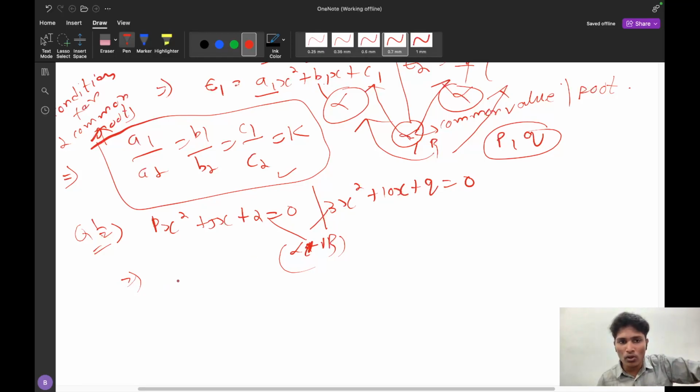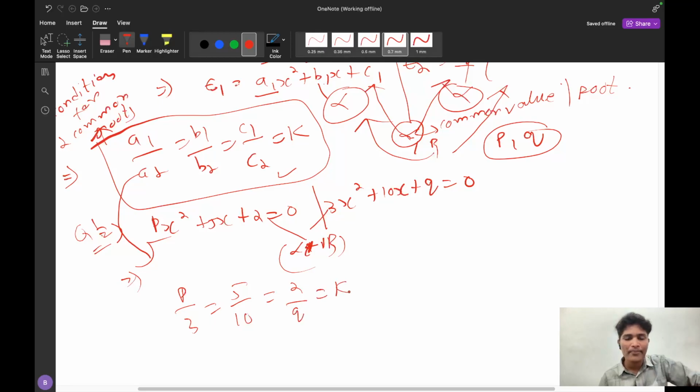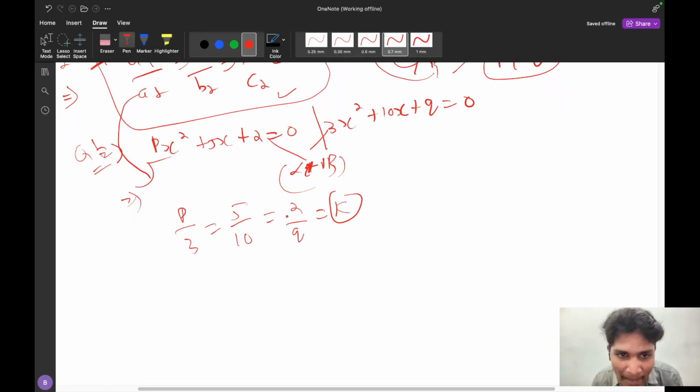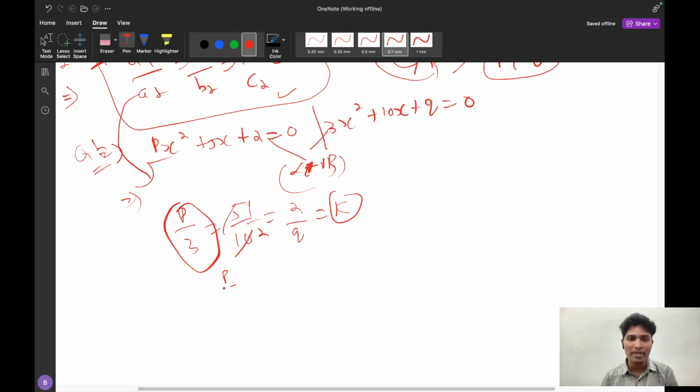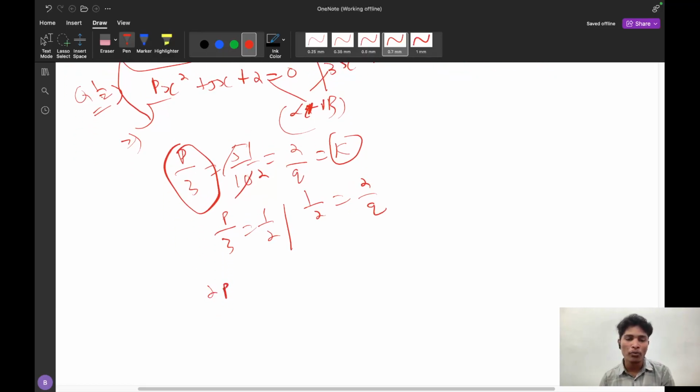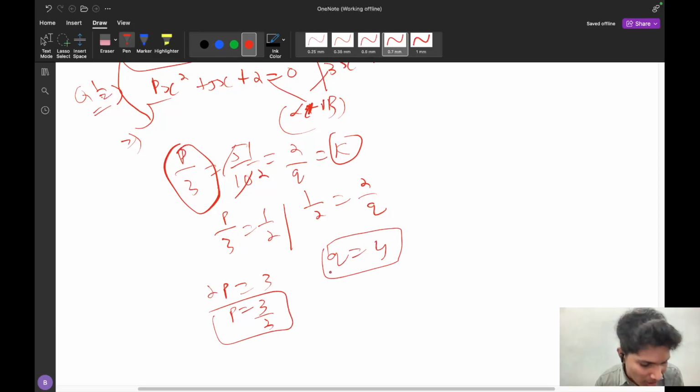So what I can do, I can simply use this condition here, comparing the coefficients, that is p by 3 is equal to 5 by 10 is equal to 2 by q is equal to k. This k can be equal to 1 by 2. So I can equate these values, that is p by 3 is equal to 1 by 2, one equation, and 1 by 2 is equal to 2 by q is another equation. So 2p equal to 3, p is equal to 3 by 2. Yes, I found it. And here q is equal to 4. So these are the p and q values.